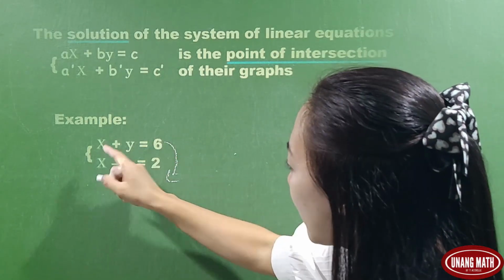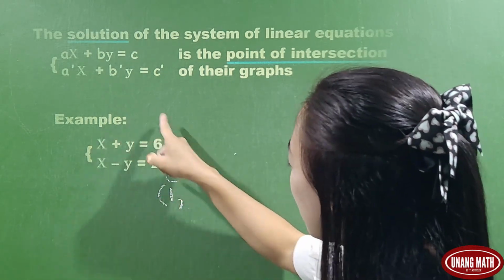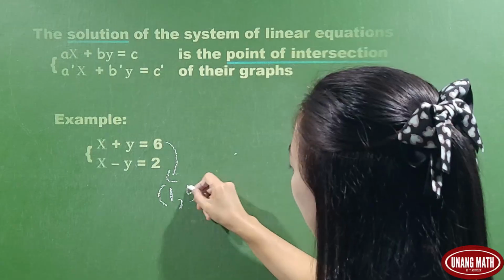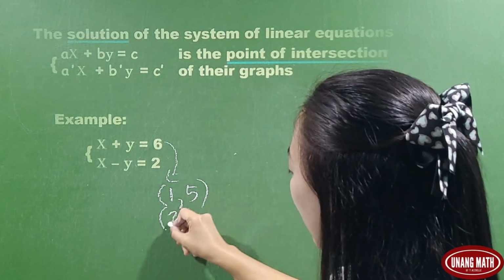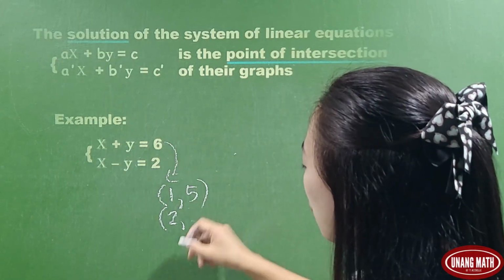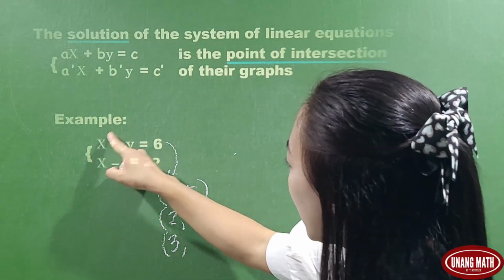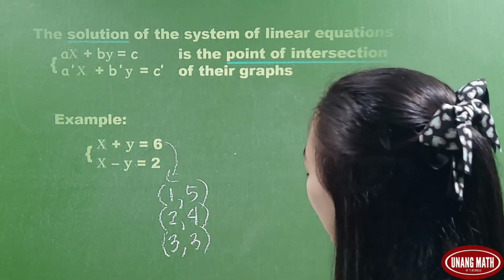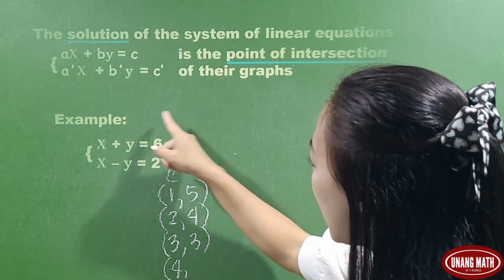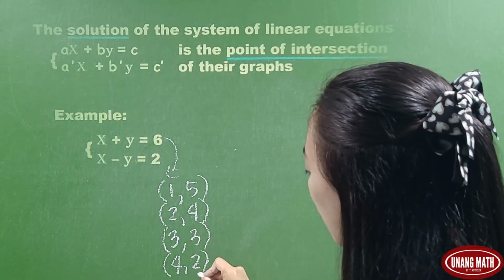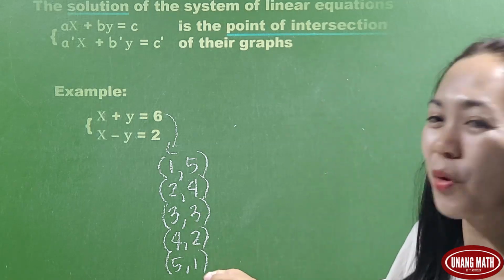So, if x is 1, so if the x coordinate is 1, then that means y coordinate is 5. What about if x coordinate is 2? Then 6 minus 2, 4. Then y coordinate is 4. If x coordinate is 3, then that means y coordinate is 3. If x coordinate is 4, then that means y coordinate is 2. If x coordinate is 5, then that means y coordinate is 1.